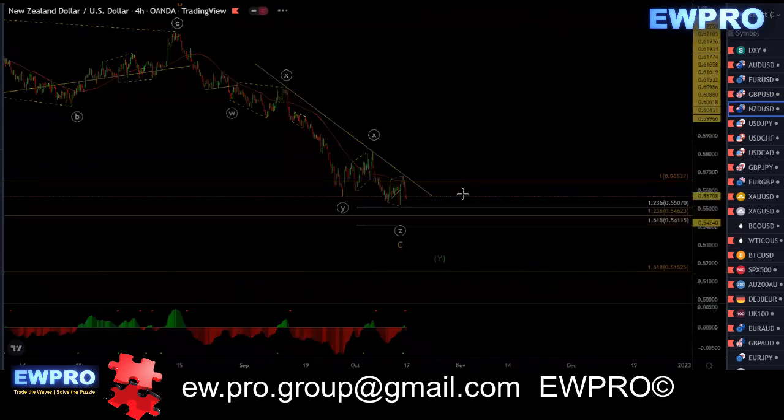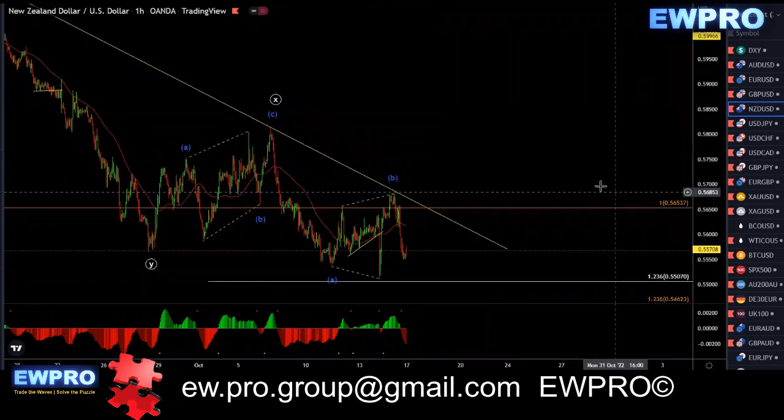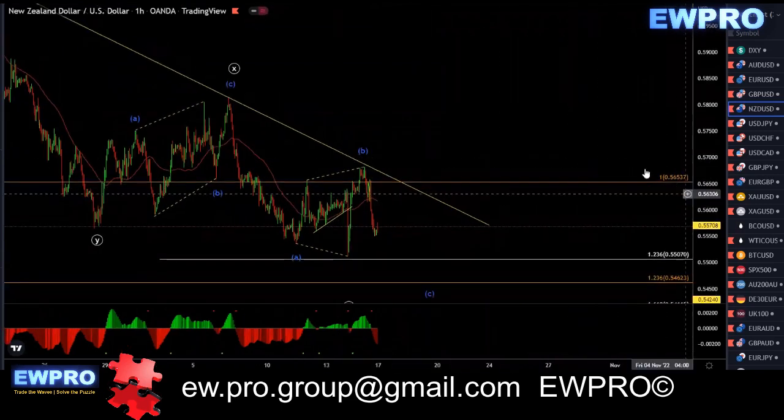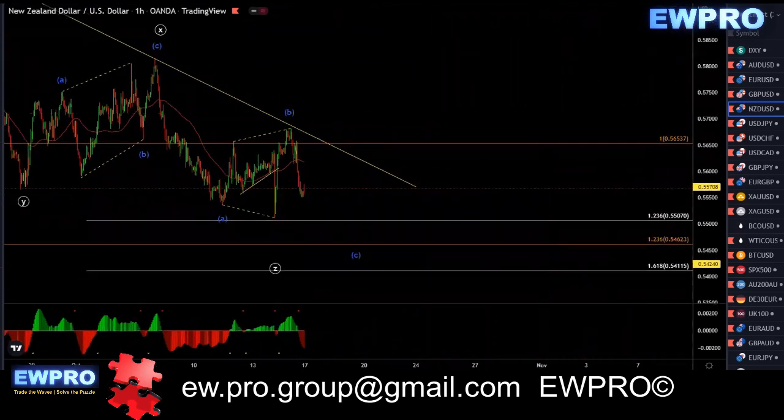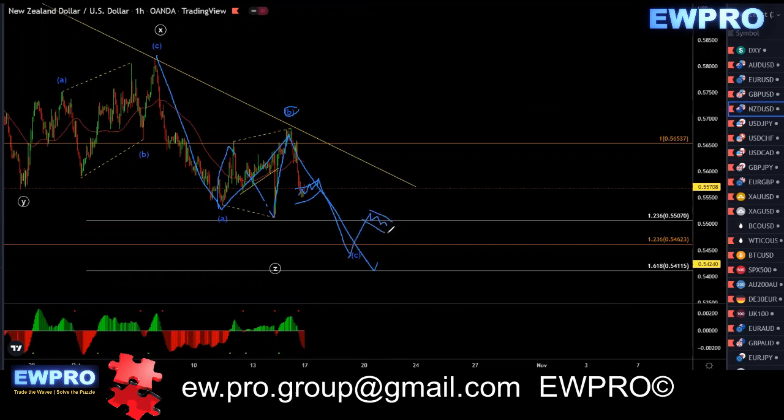So if you have a look on the H1, you can see again, we've got an expanding flat in here. So we've got that A, B, and C up in the B wave. We get that A, B, and C down. So if you get any sell setup in here, you can look for it. You're only scalping. You don't want to miss wherever you get the buy setup. That's what you don't want to miss.